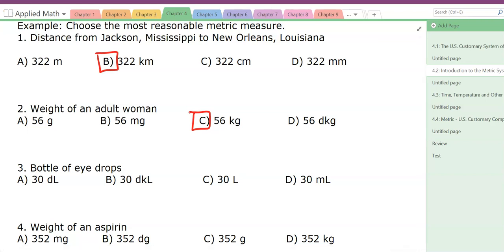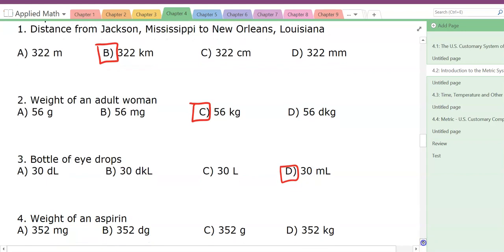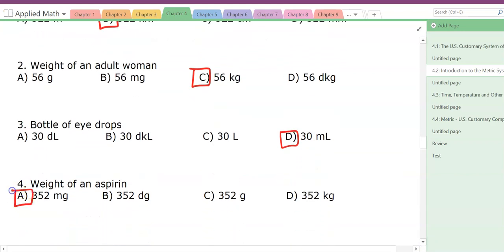Number 3, bottle of eye drops. What do you guys think? D, milliliters. It would be a small amount. A bottle of eye drops is usually about this big, so you're not going to have anything a lot larger than that there. And how about the weight of an aspirin? Good, A, milligrams. Those are going to be very, very lightweight, so you need something really small to measure that.